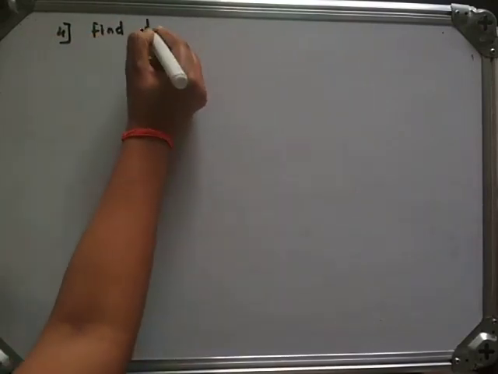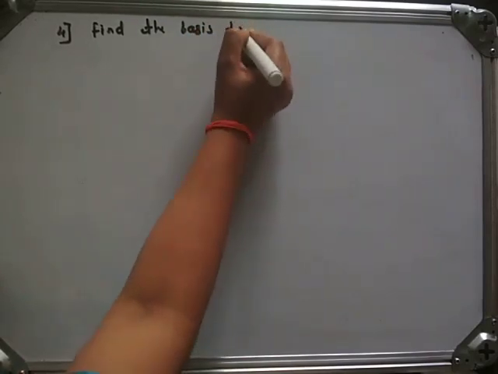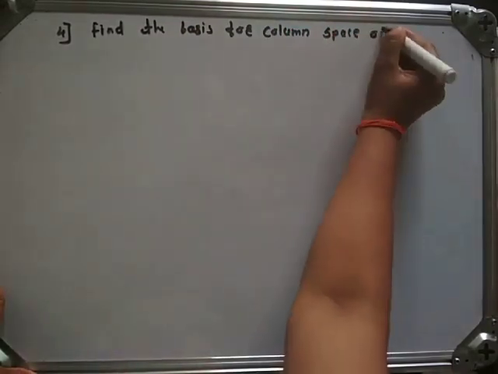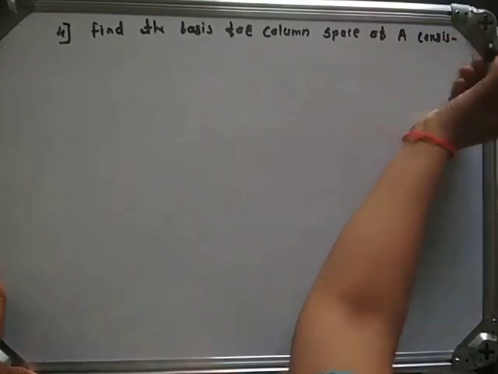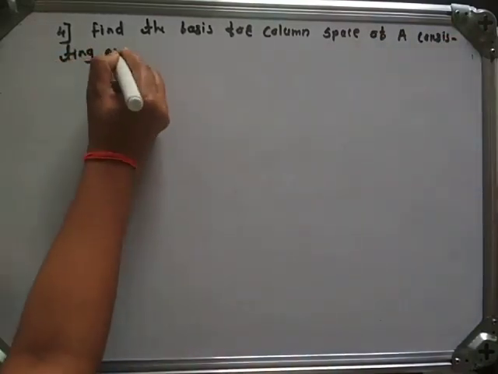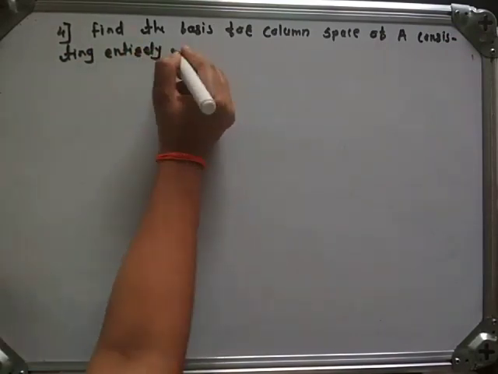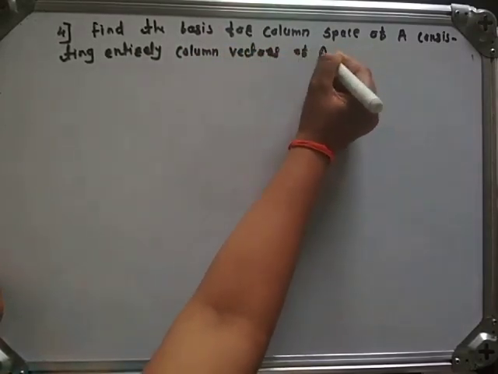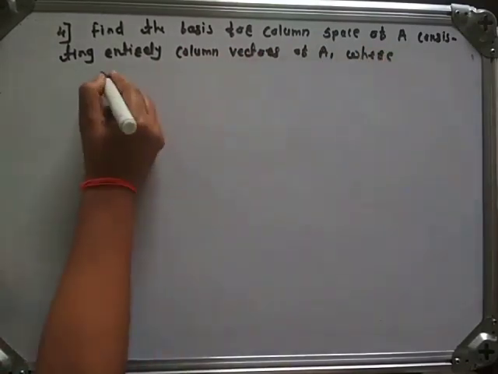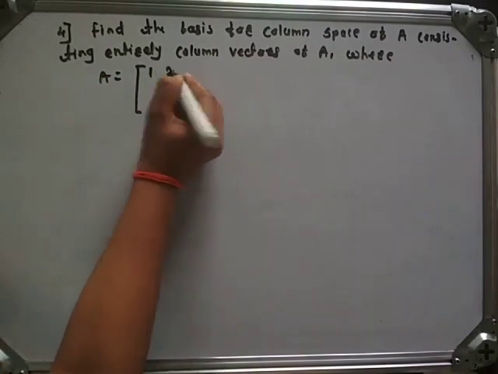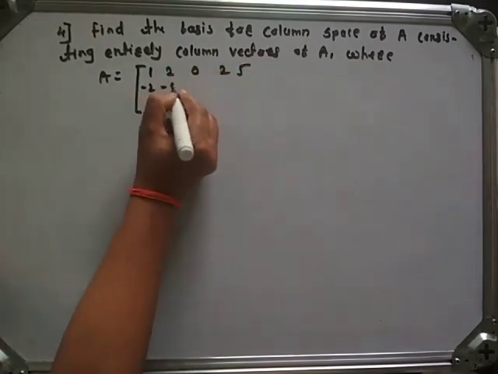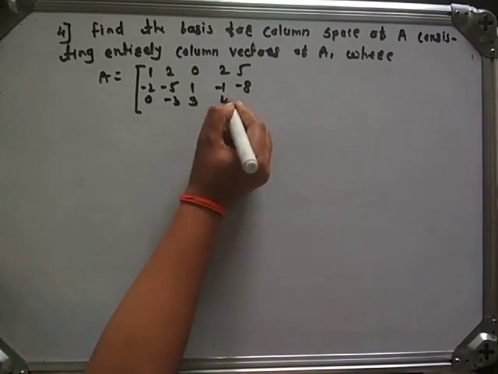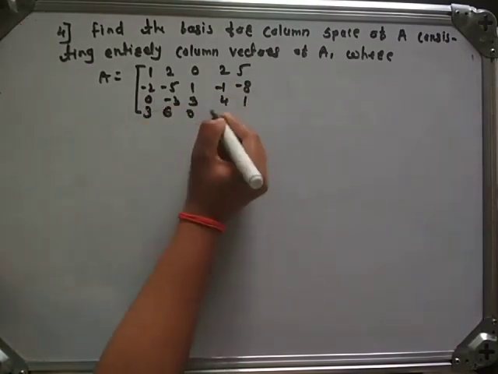Find the basis for the column space of A consisting entirely of column vectors of A, where A is equal to the matrix with rows 1, 2, 0, 2, 5; minus 2, minus 5, 1, minus 1, minus 8; 0, minus 3, 3, 4, 1; 3, 6, 0, minus 7.